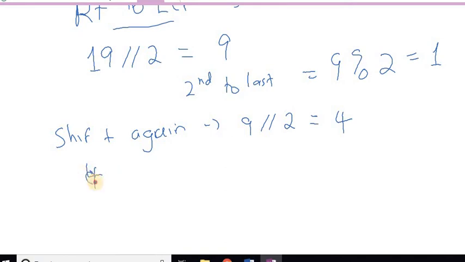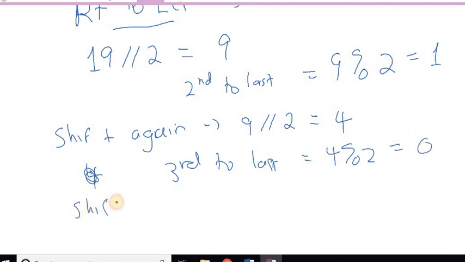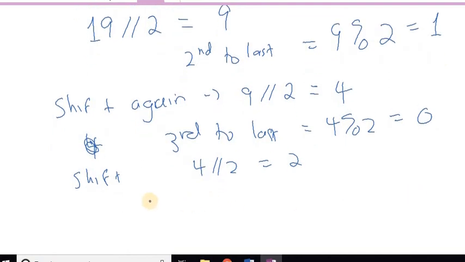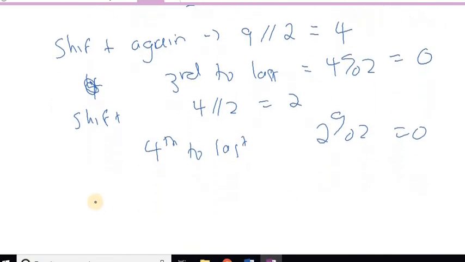I'll give the third to last just to finish this process. It's equal to 4 remainder 2. Now there's no remainder when 4 is divided by 2, so that's 0. So I'm going to shift again, and I'll take 4 integer divided by 2, and that gives me 2. And then the fourth to last is going to be 2 remainder 2, which is still 0. And then I'm going to shift again, integer divide by 2, and that's equal to 1.